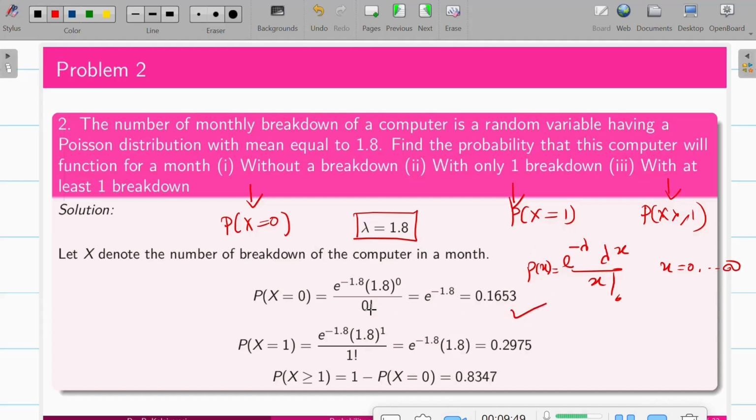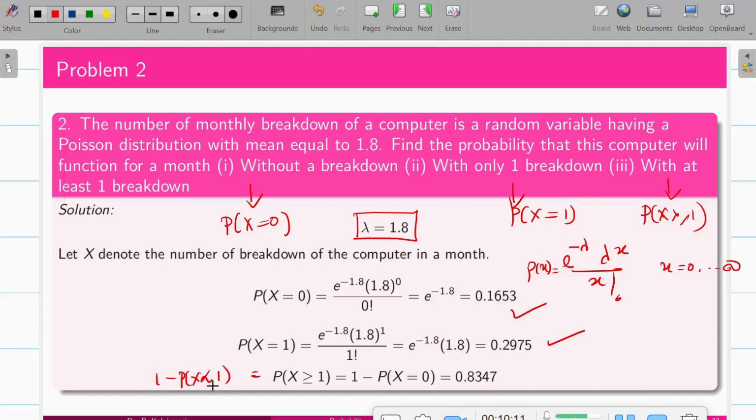And with exactly one breakdown, make use of x is equal to 1 and substitute in this formula, and you'll get the answer. And finally, last with at least one breakdown, so it is x greater than or equal to 1. I can write this as 1 minus P of x is equal to 0 because less than 0. We'll write this as 1 minus P of x less than 1.